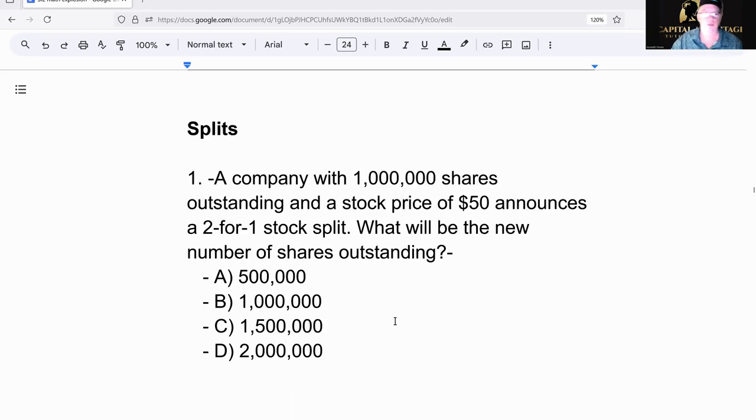Stock splits, stock splits. Sometimes they want you to know how to split a stock. And you got to know how to.